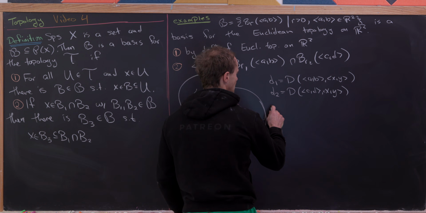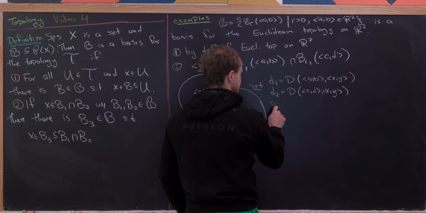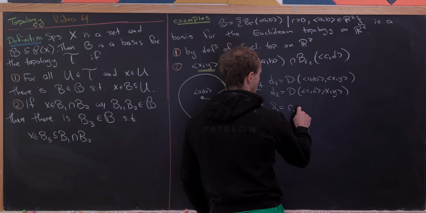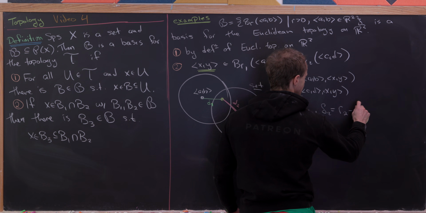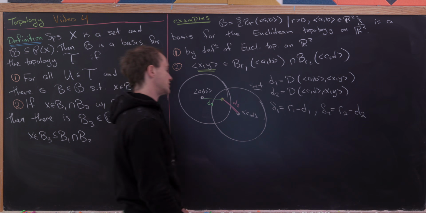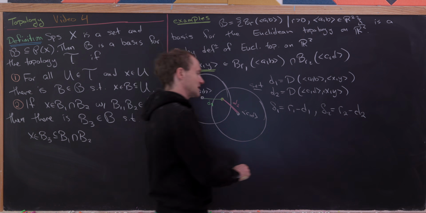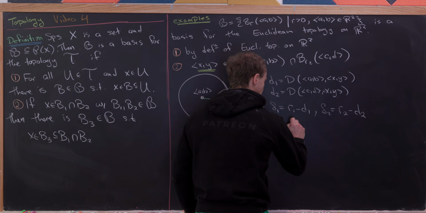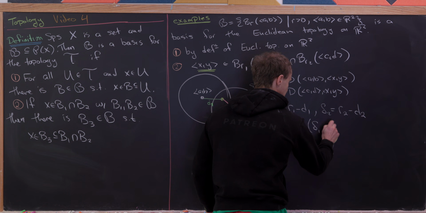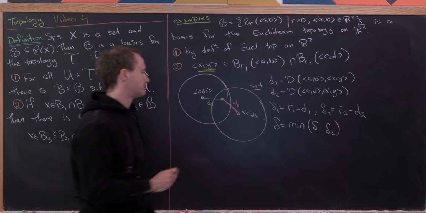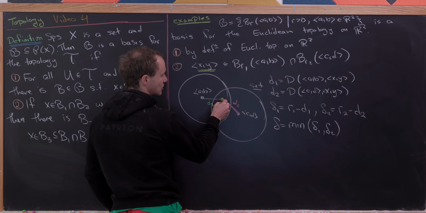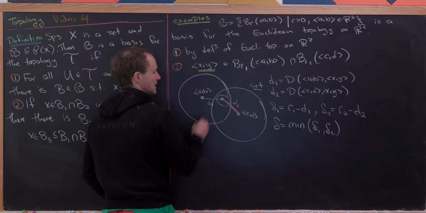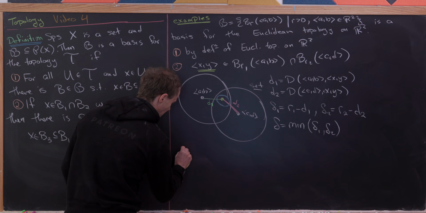And then let's also set delta 1 equal to R1 minus d1, and then delta 2 equal to R2 minus d2. And then finally, let's set delta equal to the minimum of delta 1 and delta 2. And so this is going to have the effect of creating a circle exactly small enough to fit in right here. And so let's note the following.